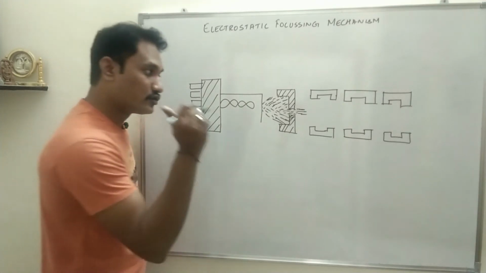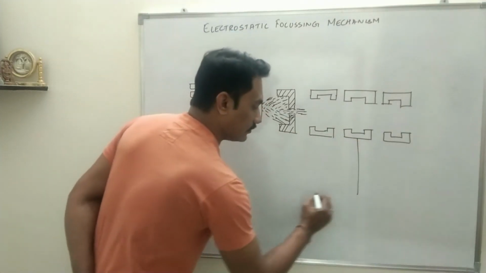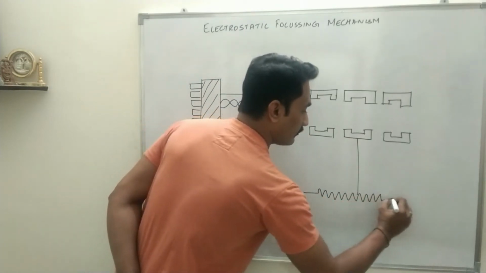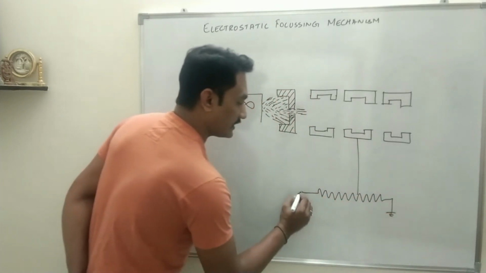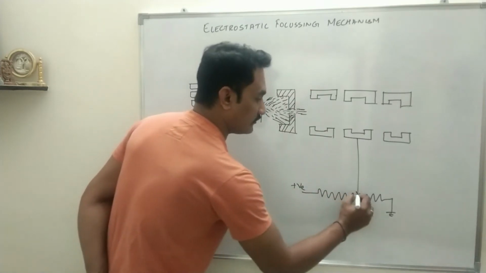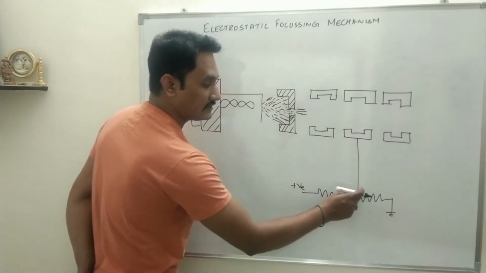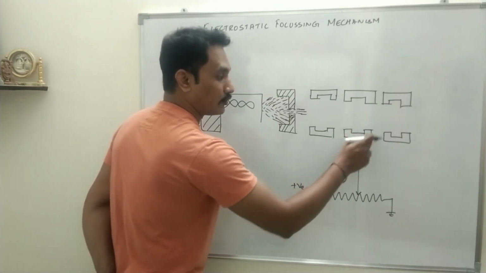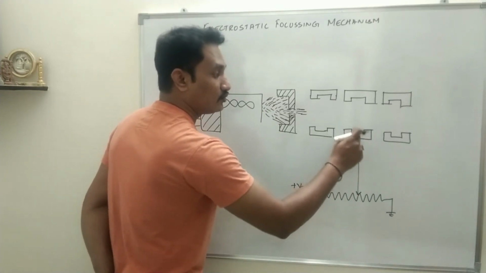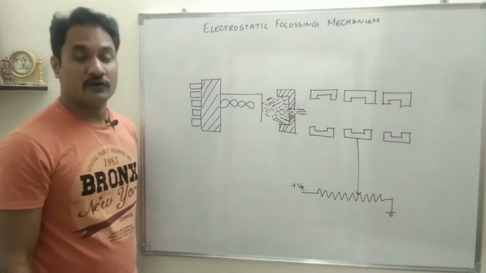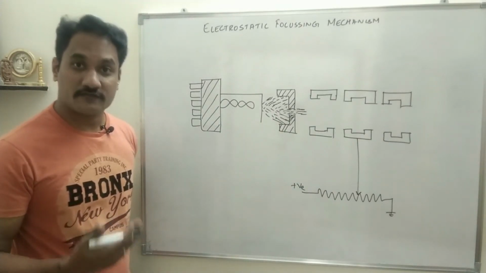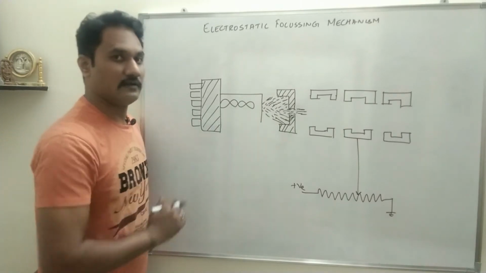Here I will show that the focusing anode is connected to a variable positive potential. So when you change the position of the arrow mark, the voltage or potential given to the focusing anode will change, right? And what will happen because of that? Let us try to understand.